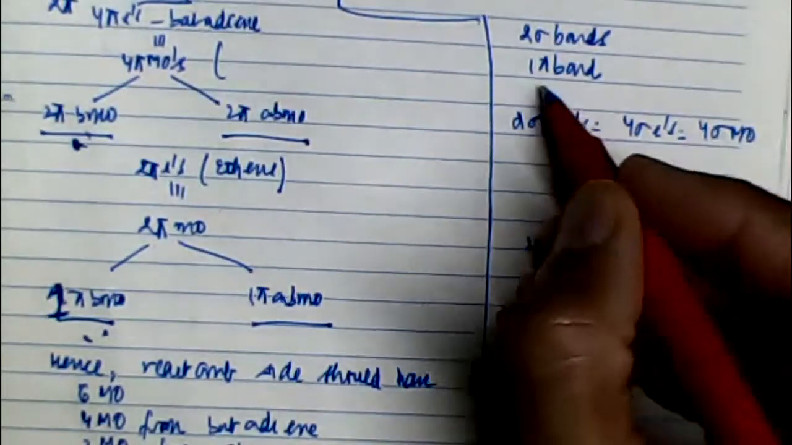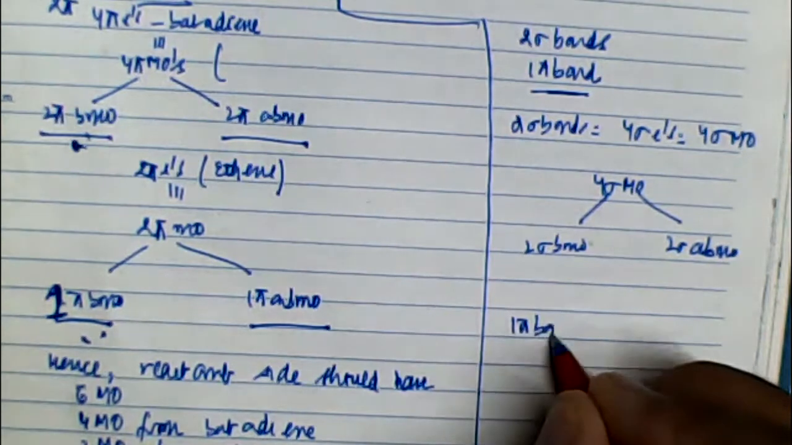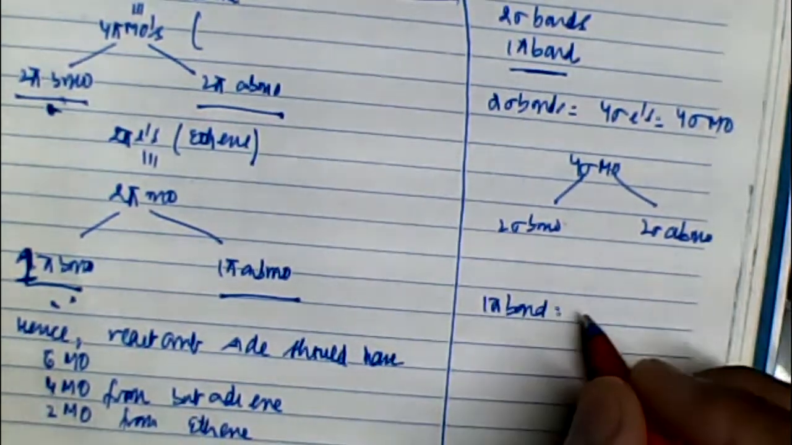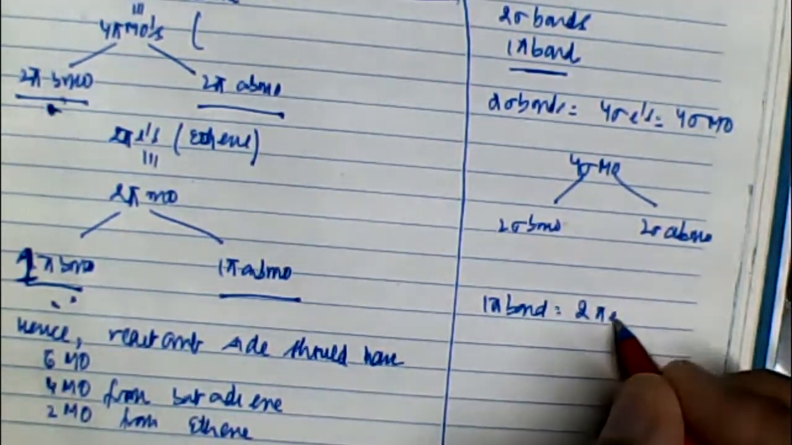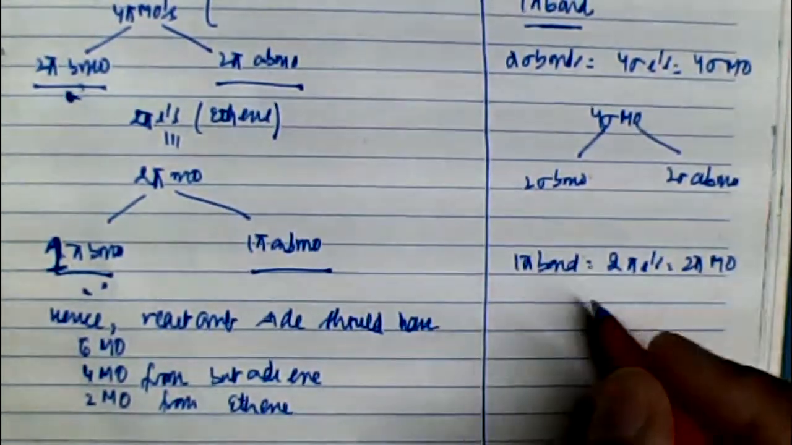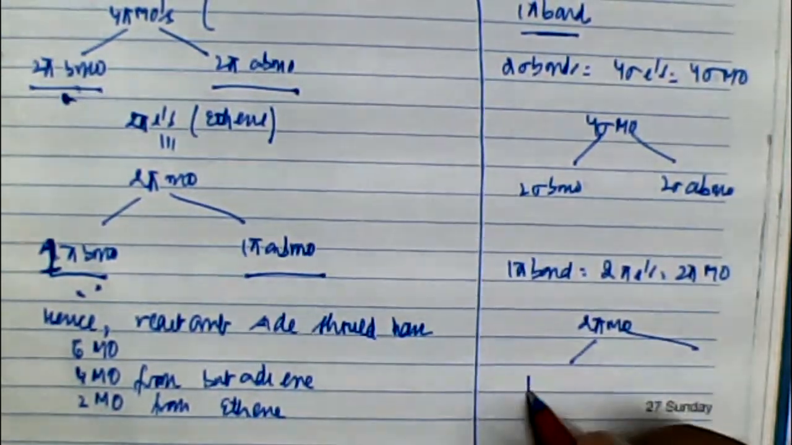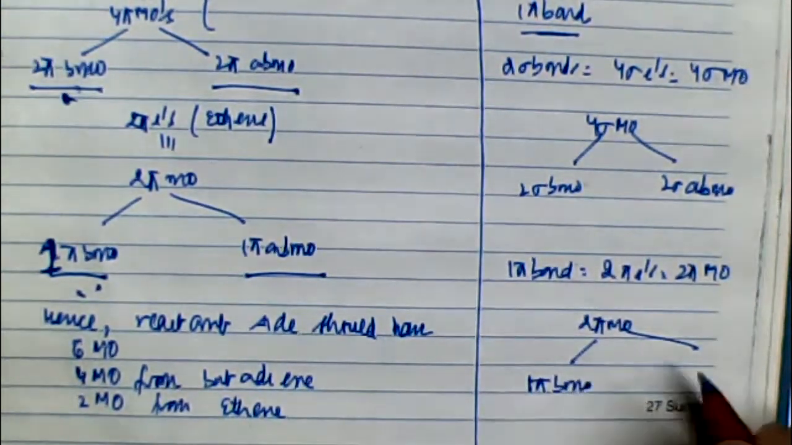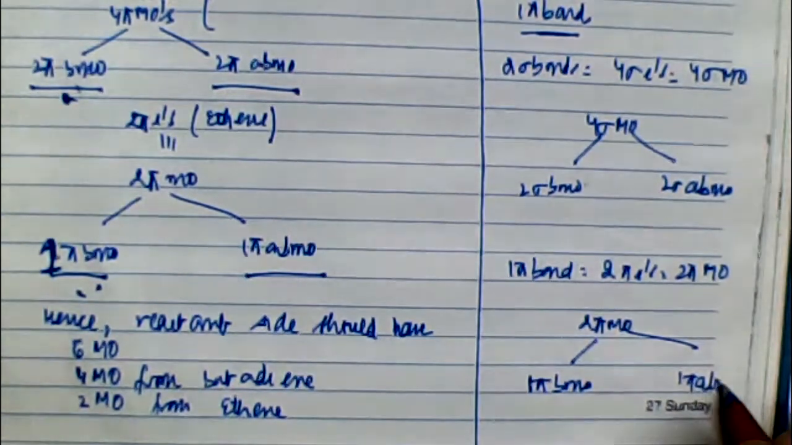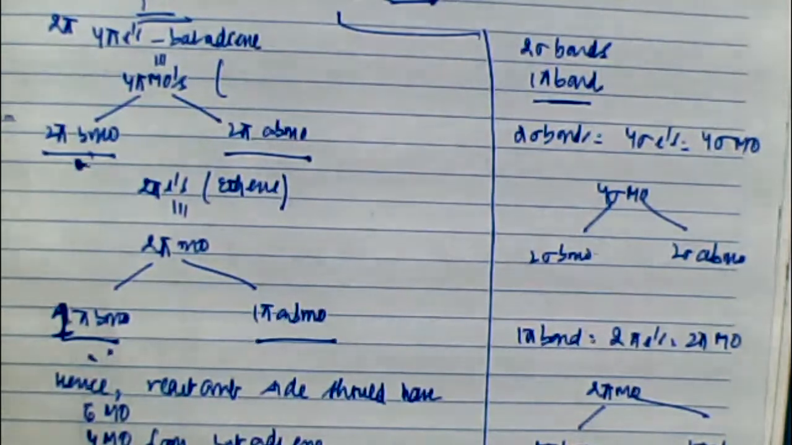If we talk about the pi bond, since one pi bond is formed, one pi bond should have how many pi electrons? It should have 2 pi electrons. That means 2 pi molecular orbitals will be formed, and out of those 2 pi molecular orbitals, which on the product side will be there, 1 pi will be bonding and 1 pi will be anti-bonding. So this is the division of molecular orbitals once it comes to the reactant and the product side.